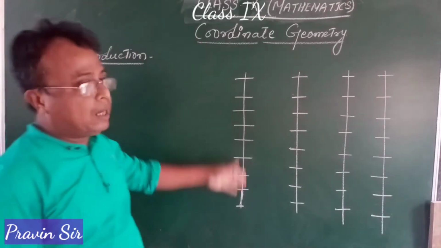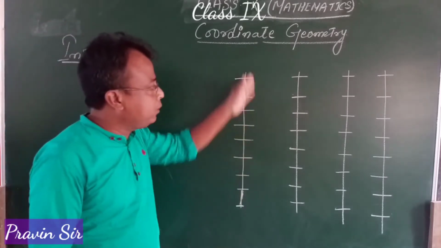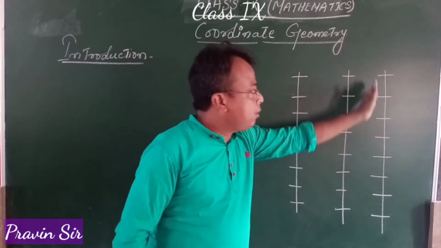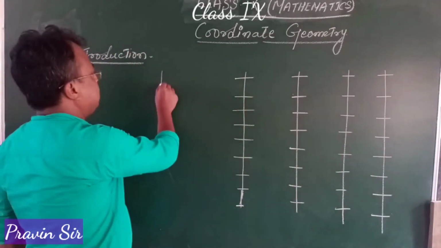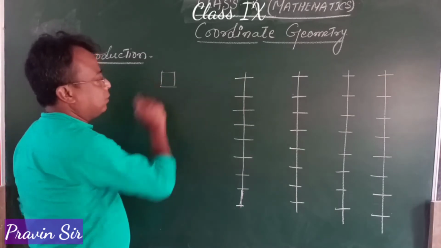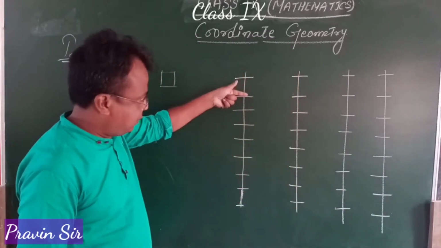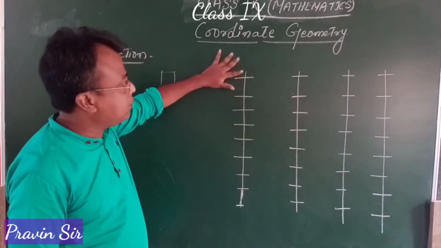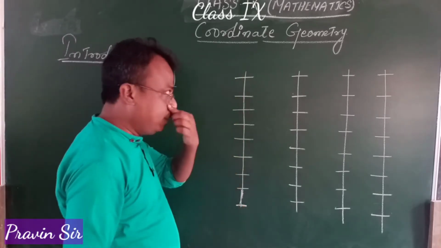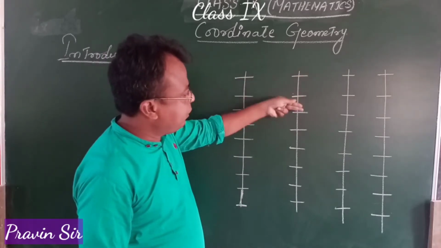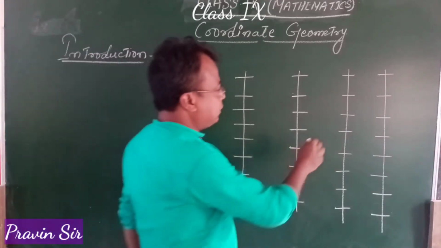Let us take one situation here. Suppose this is your classroom. These are the benches and these are the rows. Let us say 4 rows are there in your classroom, and suppose this is your entrance. In this row, how many benches are there? 1, 2, 3, 4, 5, 6, 7, 8, and this one, 9 benches are there. And here 1, 2, 3, 4, 5, 6, 7, 8, 8 benches are there.